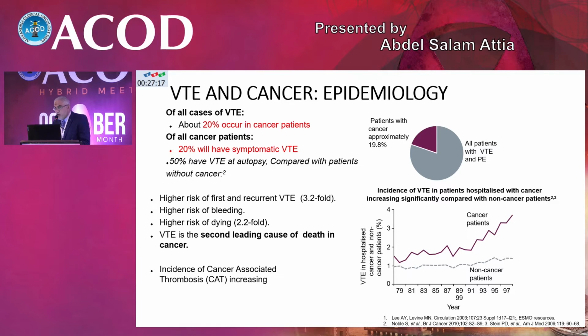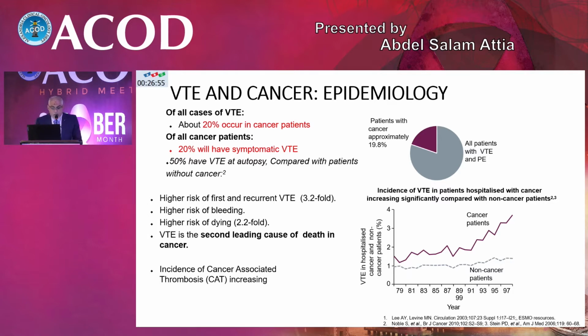Usually I ask my students in the exam, what is the cause of death in cancer patients? And usually they say cancer. Actually, cancer may be the cause of the disease, but the actual cause of death is usually infection, hemorrhage, and embolism. Embolism is the second cause of death in cancer patients.